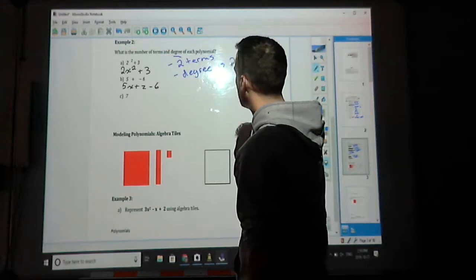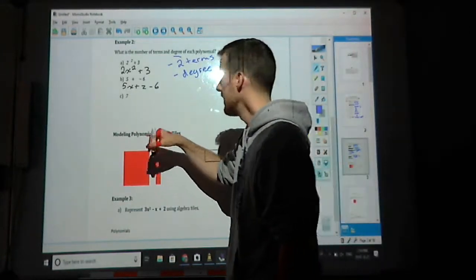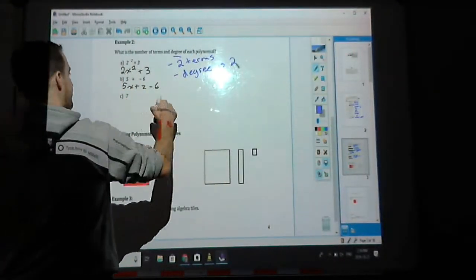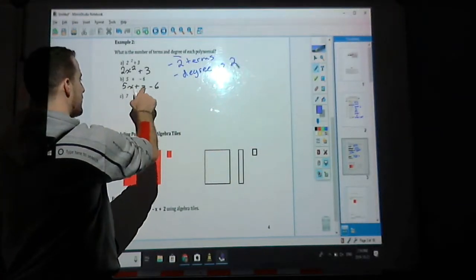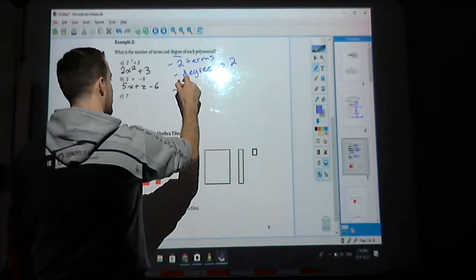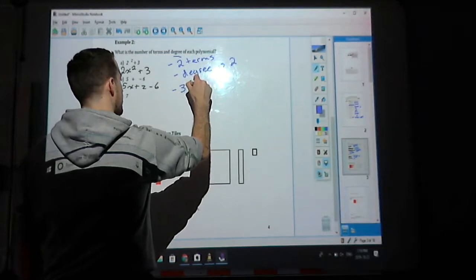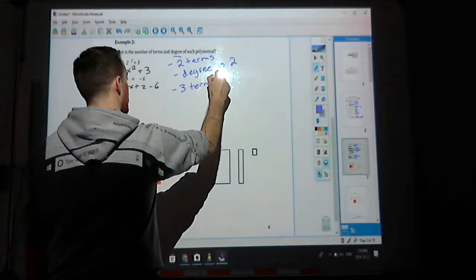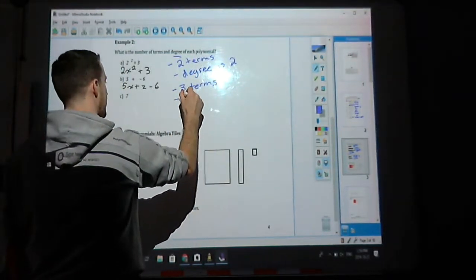is 2. Okay. For this next example here, we have 1, 2, 3 terms. And the degree is 1.